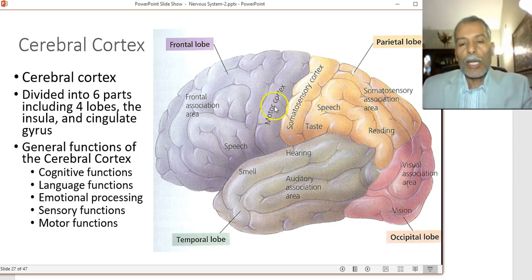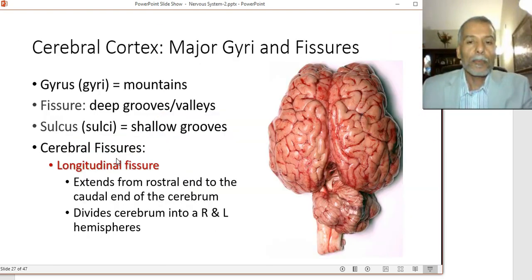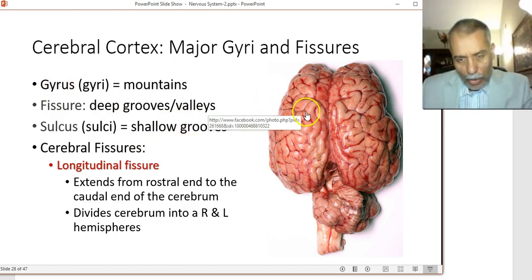So the cortex, the landmarks that we discussed, there are major lines that define major boundaries, that make this, for example, the frontal versus the parietal. So the first major boundary, let's look at the landmarks. The first is the gyrus.